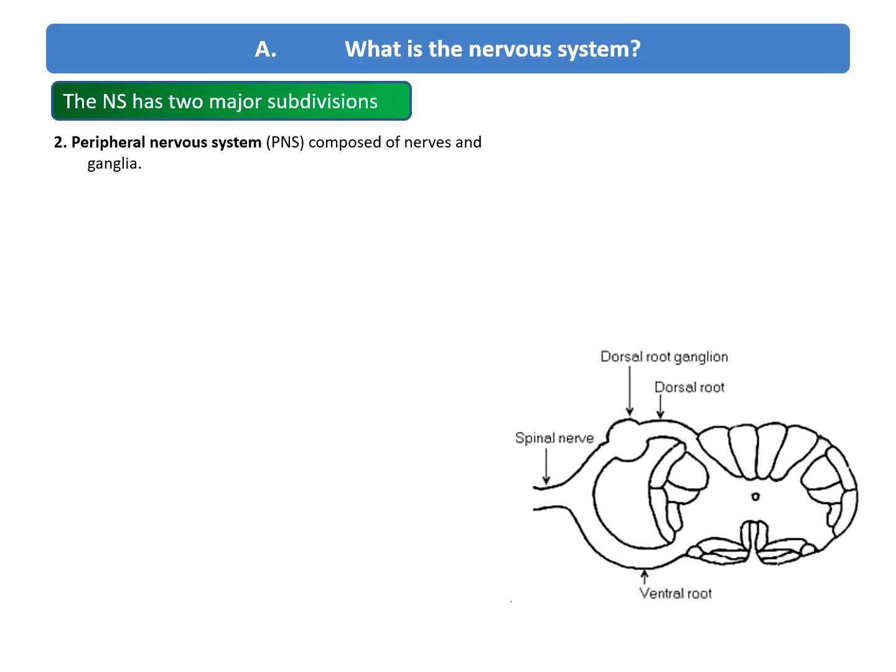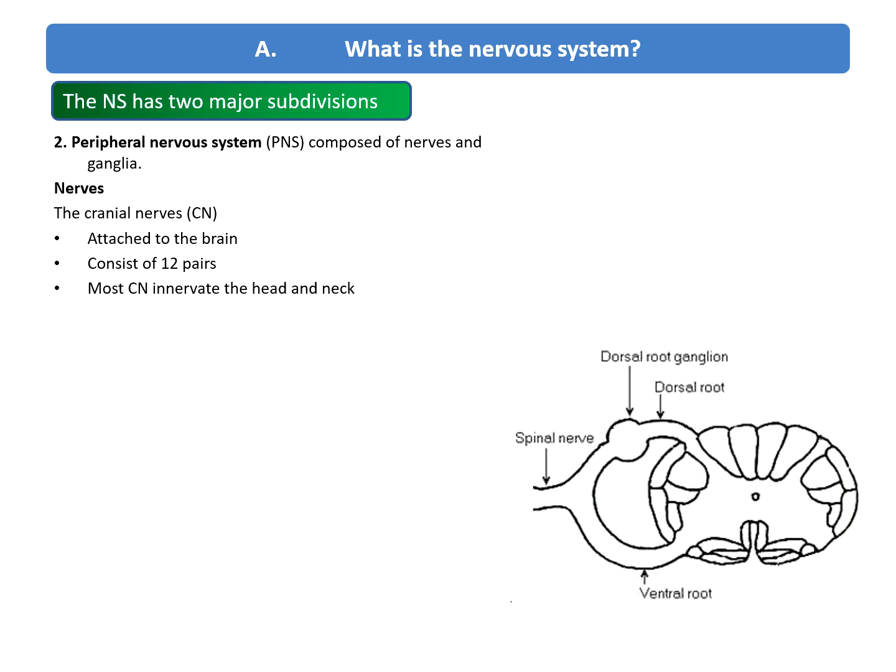The peripheral nervous system is composed of nerves and ganglia, as we said. Nerves include the cranial nerves, we'll abbreviate them CN. They're attached to the brain. They consist of 12 pairs. Most cranial nerves innervate the head and neck. Cranial nerve number 10 innervates the thoracic and abdominal organs.